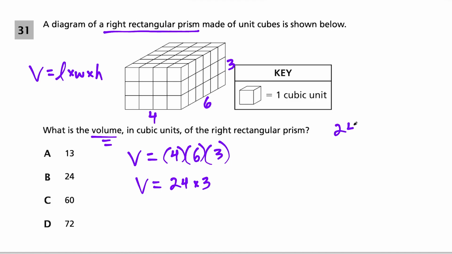And this, I'll do the long multiplication over here. So I have 24 times 3. 3 times 4 is 12. We carry the 1. And then we have 3 times 2 is 6 plus 1 is 7. So 72 cubic units. That is the volume of this rectangular prism. Choice D is our answer.